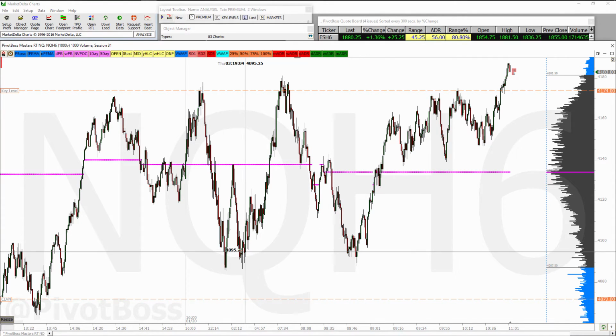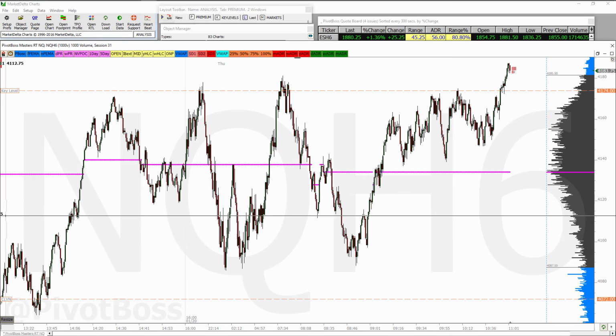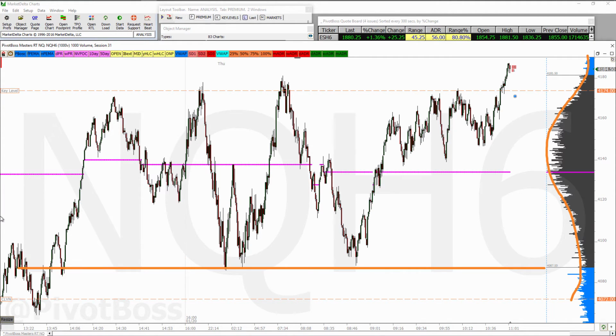Throughout the session, and this is perfect. I mean, this is about as nice as you'll get. This is a perfectly balanced day. Nice 5-day profile here. Here's 40.87 half. Here's 41.81 half. Values are here at 41.34, and that's VPOC.